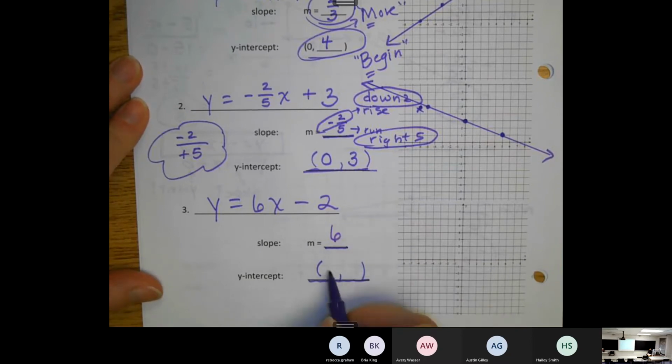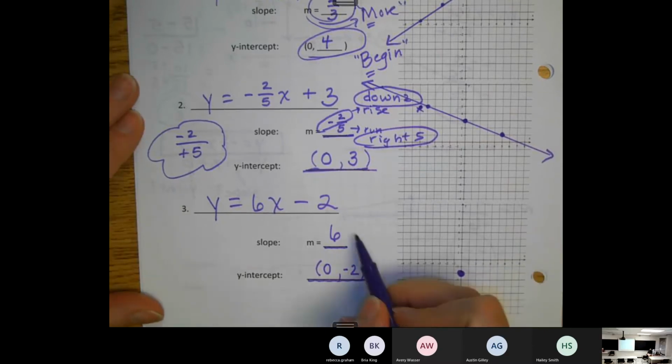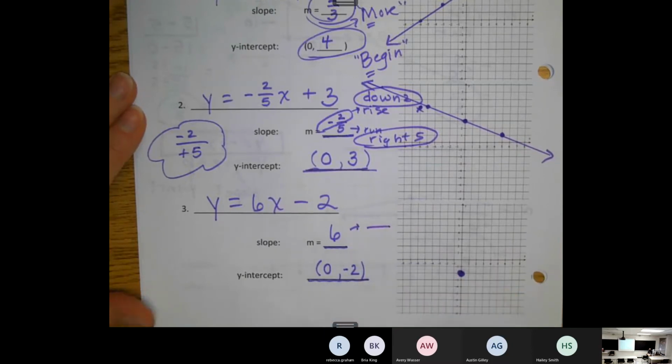Slope is 6, y-intercept would be 0, negative 2. So we're going to begin with b, the negative 2. From the origin, we're going to go down 2 spaces, make our first point. And then how can we think about 6 as a fraction, since we need a rise and a run? How do you make a fraction out of a whole number?